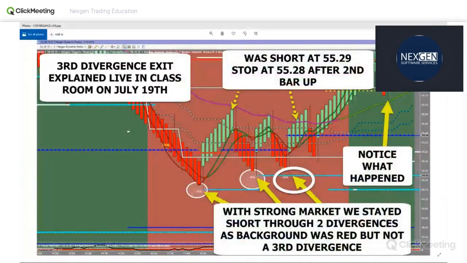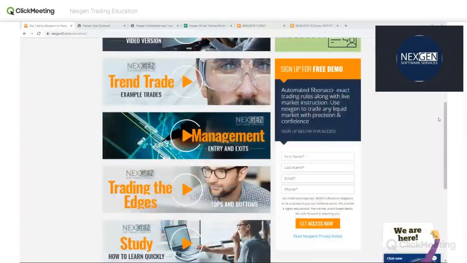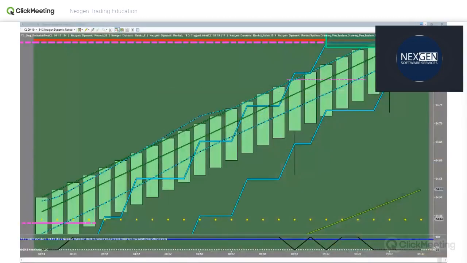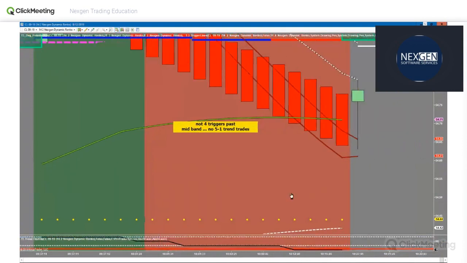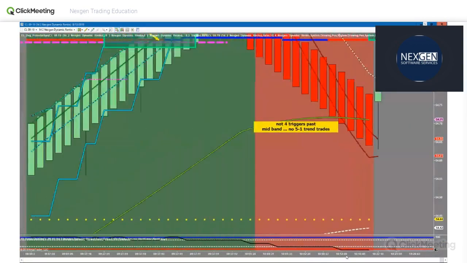So again, it's good to recognize, but you also don't worry about divergence unless you're at a spot where you should be worrying about divergence. Does that make sense?